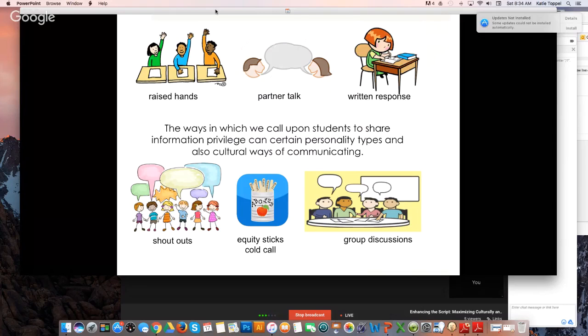Equity sticks is a very interesting manner in which to have students communicate, because I've heard both positives and negatives about equity sticks. Doug Lemov, who wrote Teach Like a Champion, says, cold call, equity sticks all the way. Everybody knows they're accountable. Everybody has to be ready, and therefore everybody's thinking and everybody's prepared. Alfie Kohn says, no way.